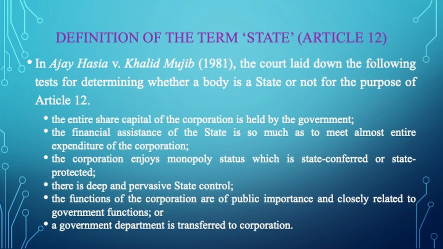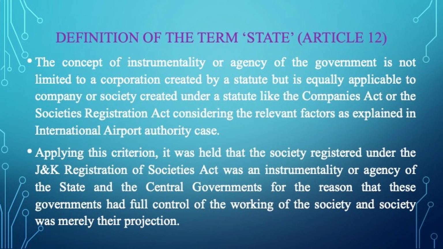The court laid down the following tests for determining whether a body is a state or not for the purpose of Article 12, which is almost the same as enumerated in R.D. Shetty's case: whether the entire share capital of the corporation is held by the government, the financial assistance of the state is so much as to meet almost entire expenditure of the corporation, the corporation enjoys monopoly status which is state conferred or state protected, there is deep and pervasive state control, the functions of the corporation are of public importance and closely related to government functions, or a government department is transferred to corporation. The inquiry must be not how the juristic person is born, but why it has been brought into existence.